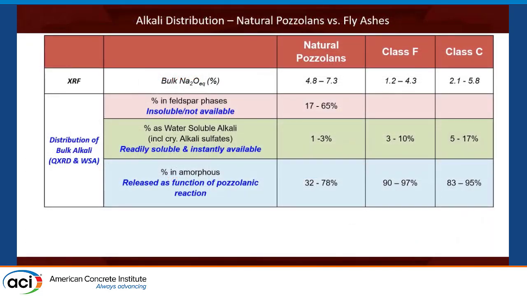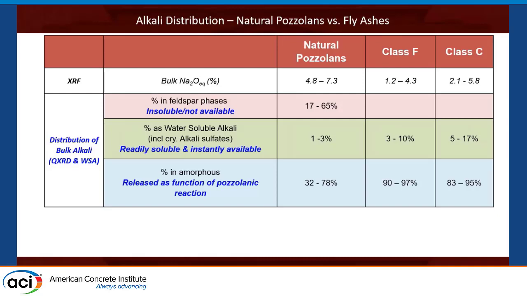So what does this mean? Well, it means that although natural pozzolans have very high bulk alkali, if we evaluate it through stoichiometry, almost 17 to 65% of those alkalis are actually in feldspar phases, all the albite and microcline phases that we talked about. So they're insoluble, they're not available for the reaction at all. 1 to 3% are actually water soluble, which are instantly available.